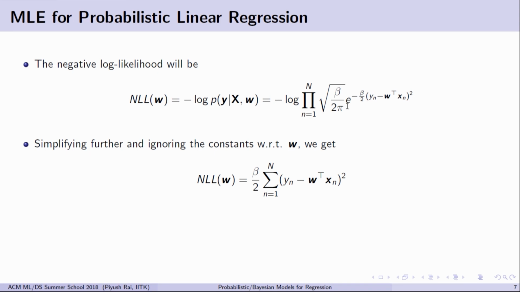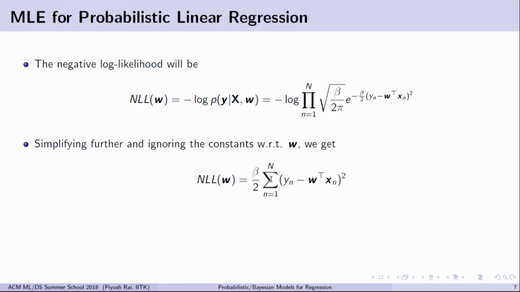Note that the first term, this beta by 2 pi, will not matter because it doesn't depend on W. So we can just ignore it. This is just a constant as far as the minimization with respect to W goes. So the negative log likelihood will be just this expression. This is a function of W. Beta is a constant. In fact, we have this beta by 2 in the front. We can even ignore this, forget about it, and just have this term, and that will be equivalent.